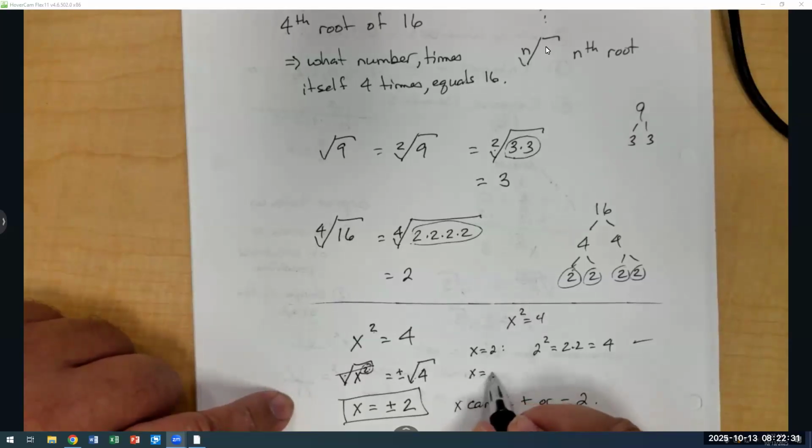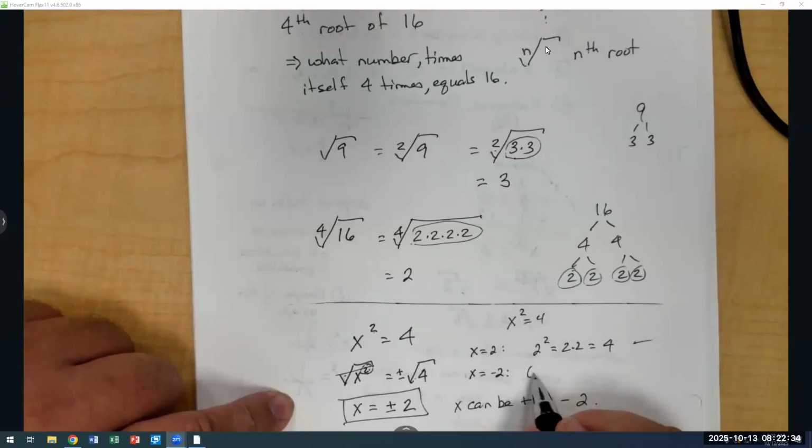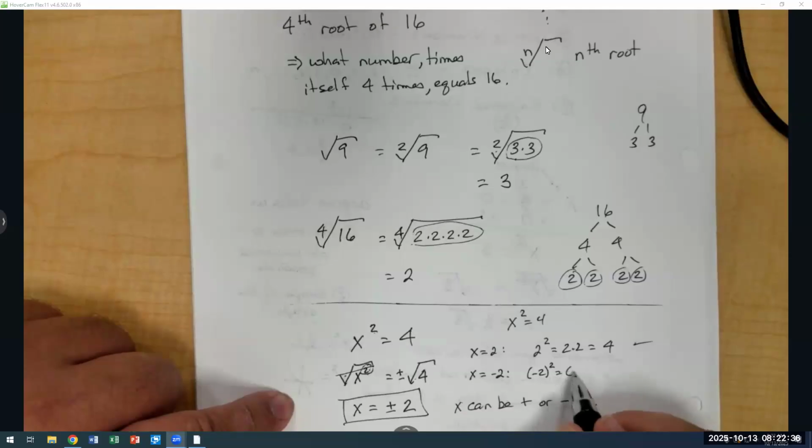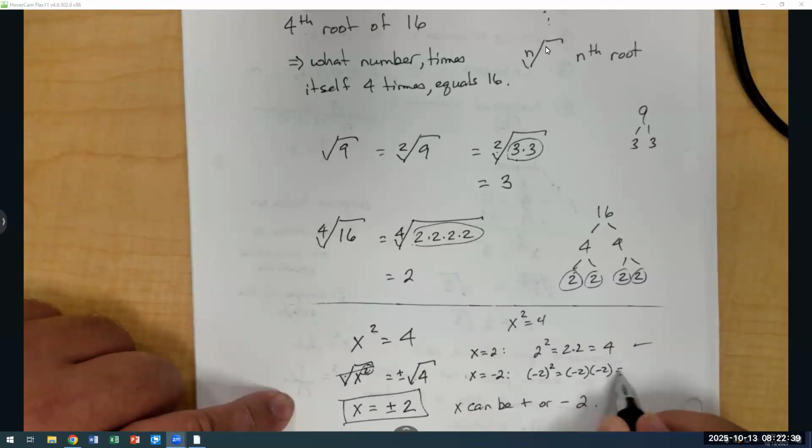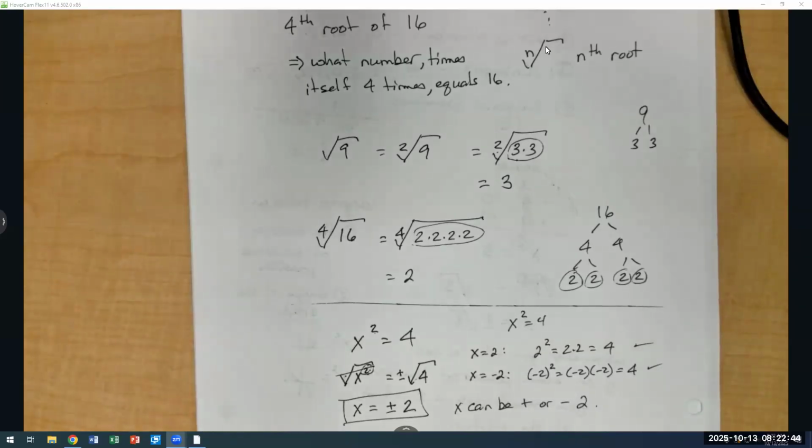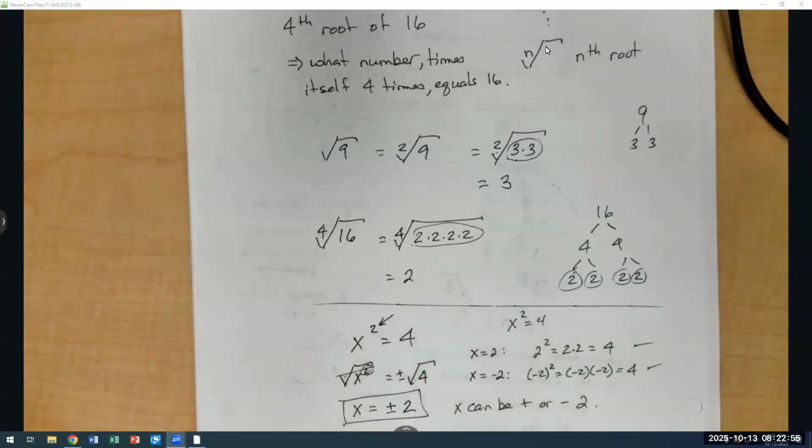What if X equals negative 2? Negative 2 squared is negative 2 times negative 2. Negative times negative is a positive. 2 times 2 is 4. So that's why it's plus or minus. So if your exponent is even, and you take the root of it, you have to put a plus or minus in front of it.